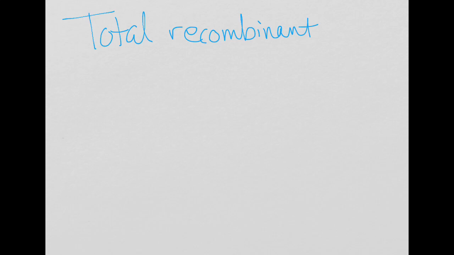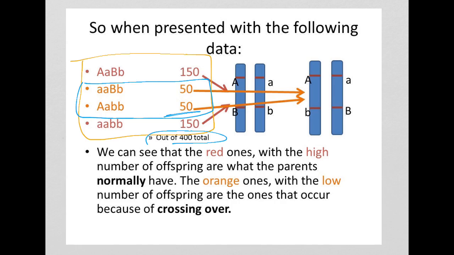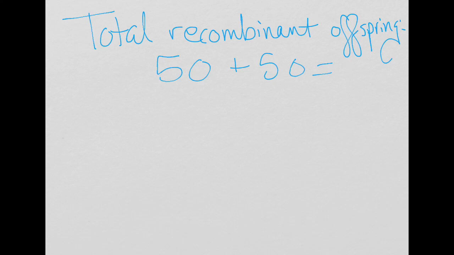So the way that we do this is we take the total recombinant offspring, which we had 50 and 50, right? From our previous sample, we had two 50s, and that's 100 offspring.